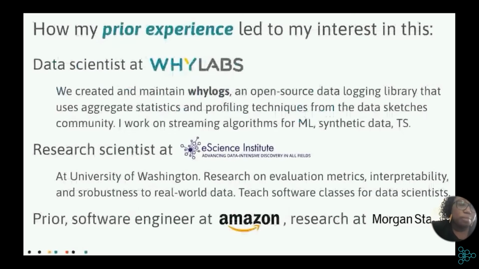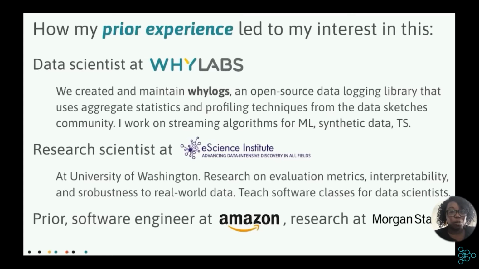All right, so thank you so much for the intro. I wanted to add this slide a bit just to tell you how my prior experience kind of all converged to this product and the solutions that we're working on at WhyLabs. So I am currently a data scientist at WhyLabs, where we build tools for AI observability, monitoring, evaluation. And in that work, we have worked with a number of other companies and other enterprises who are trying to figure out how to do machine learning at production scale in a way that is robust and understandable and observable.